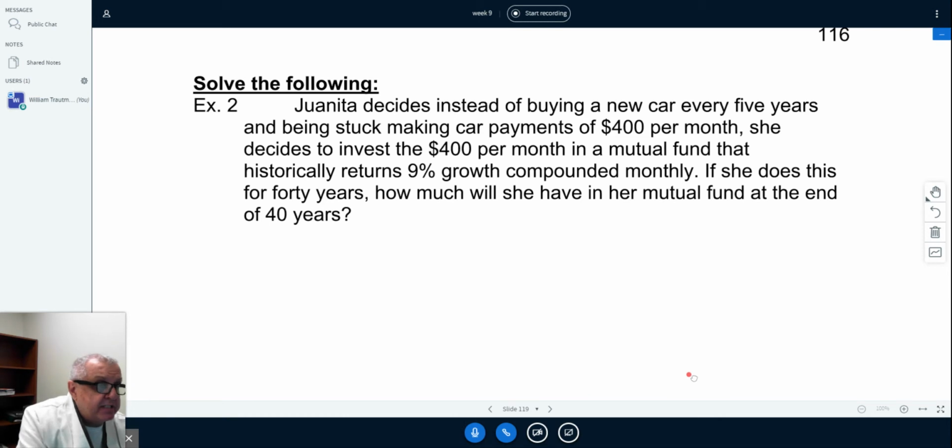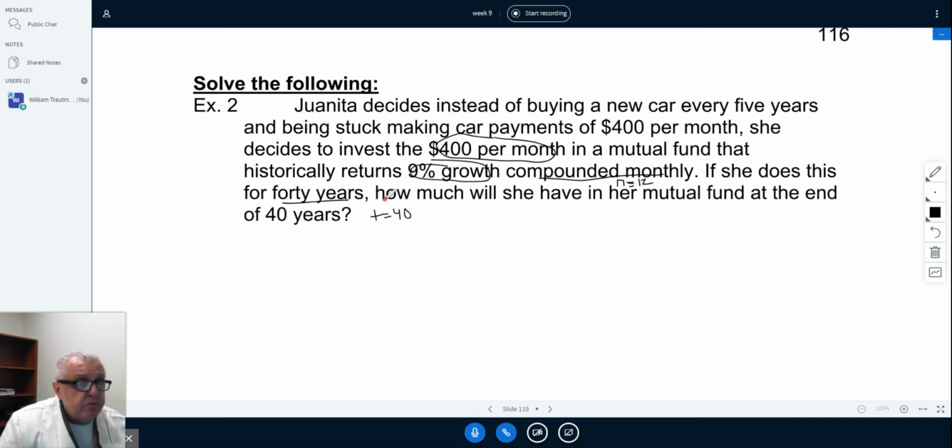Okay, so Juanita decides instead of buying a car every 5 years, she doesn't want to be stuck making $400 a month payments. So she decides to put $400 every month in a mutual fund earning 9% interest, compounded monthly. Compounded monthly is N equals 12. If she does this for 40 years, so time is 40 years, how much will she have in her mutual fund 40 years from now? She's going to put $400 in the bank every month for 40 years, and it grows at 9%. That's pretty good.